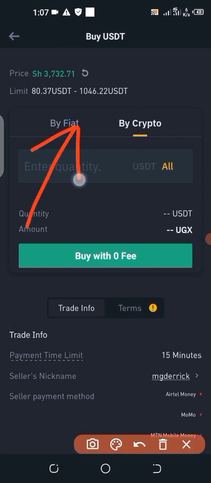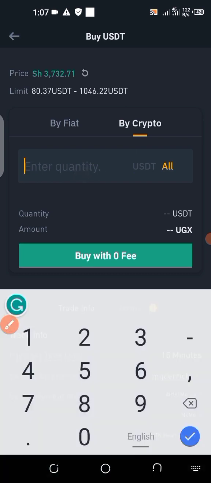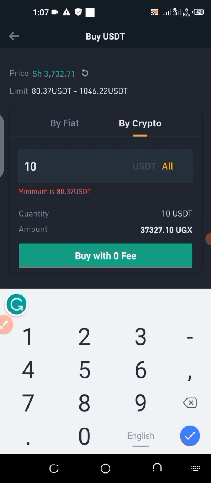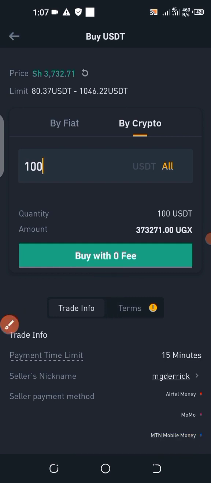By fiat you put in the amount. Let's say you want to put in like 300,000 UGX, or by crypto here you put in the amount of USD, let's say 100 USD that you want to buy. You understand? I think I'm clear. So by crypto you put in 100. You see that 100 USDT will cost you around 373,271 UGX. And remember, under P2P you're buying at a zero fee rate. There are no charges, you understand?